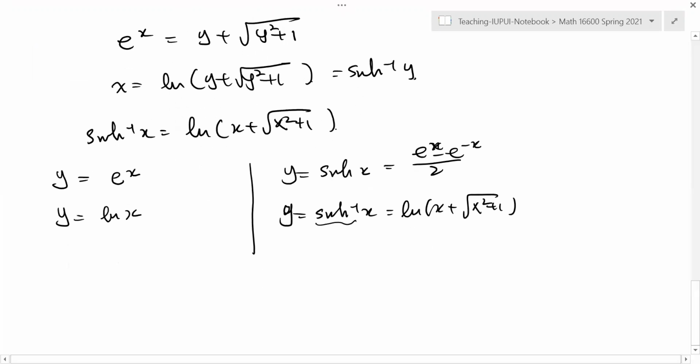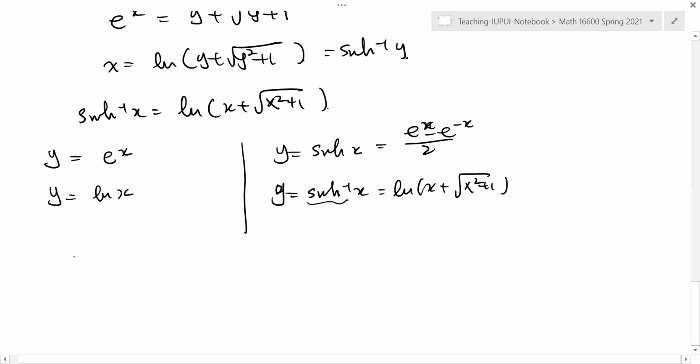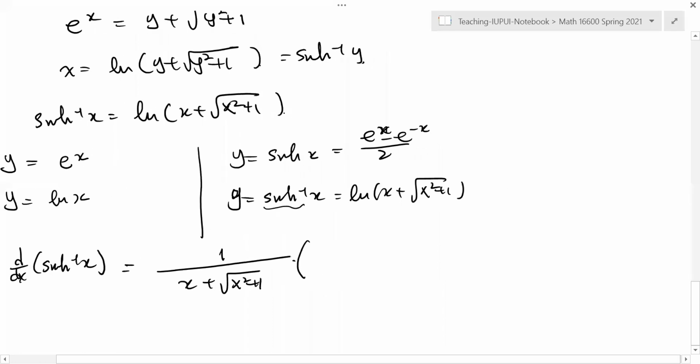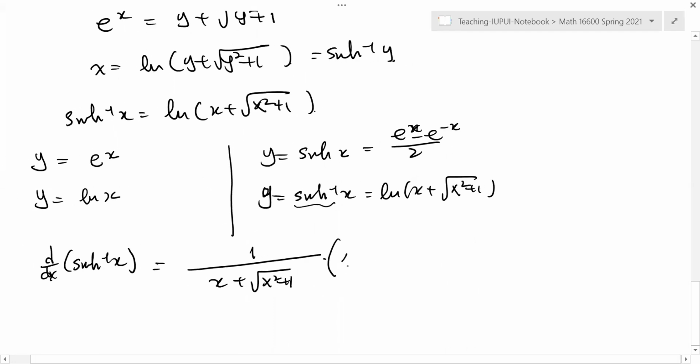All right. So now you can find the derivative of this function. By the chain rule, first you put it in the denominator, then you differentiate the function here. It's 1 plus, right? How about the derivative of the square root of x squared plus 1? I just give you the answer here. When you differentiate the square root of x squared plus 1, you get x over the square root of x squared plus 1.